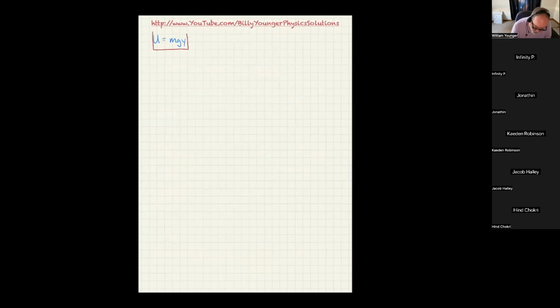And of course, you all should know what the special criteria for that being used is. We also found U was equal to 1/2 k x squared. And of course, you guys should know also under what conditions this one's applicable.